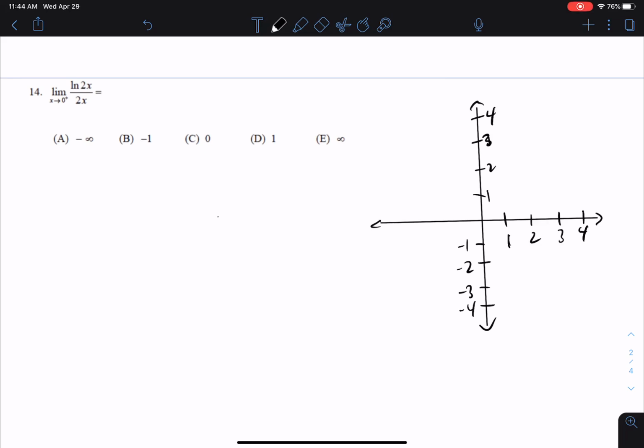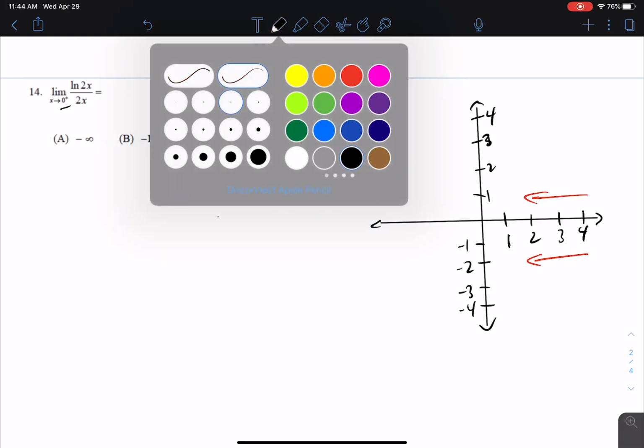Okay, so this question asks, it's a limit. It's as x approaches 0 from the positive side, which is the right side. So coming from this side here. Okay, so the first thing we're going to do, we always do, is substitute, see if that works.